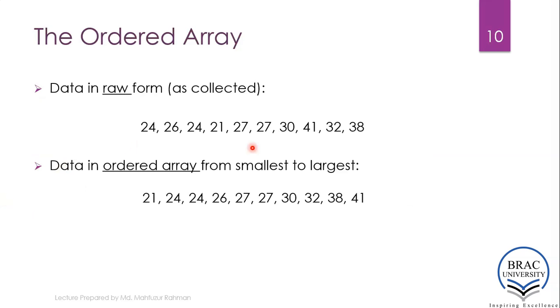So here is our raw data, which is unorganized. If you order it in ascending order, you can get this one. From there you can easily find out the lowest value and the highest value and the other measures we want to calculate. Now, how to arrange this data a little more smoothly? That's our main concern. Let's find out.